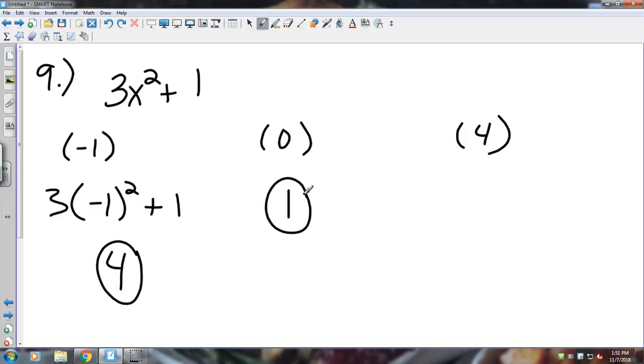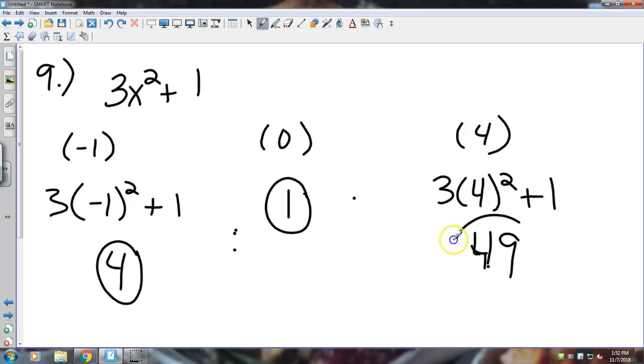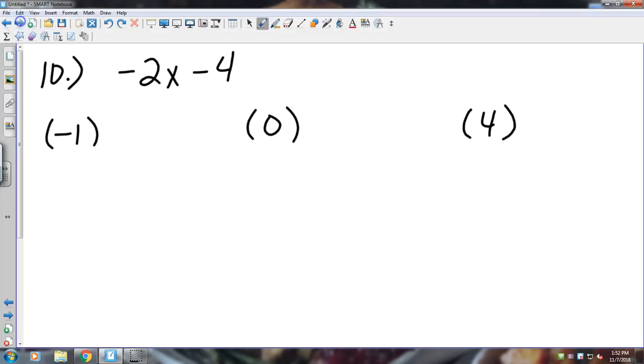Okay. The last one is going to be 3 times 4 squared plus 1. Which one do I do first? The 4 squared. 4 squared is 16. 16 times 3, 48 plus 1, 49. Okay, how many got all 3 of those? How many got 2 out of 3? Okay, and I'll stop there. We'll do better on the next one.